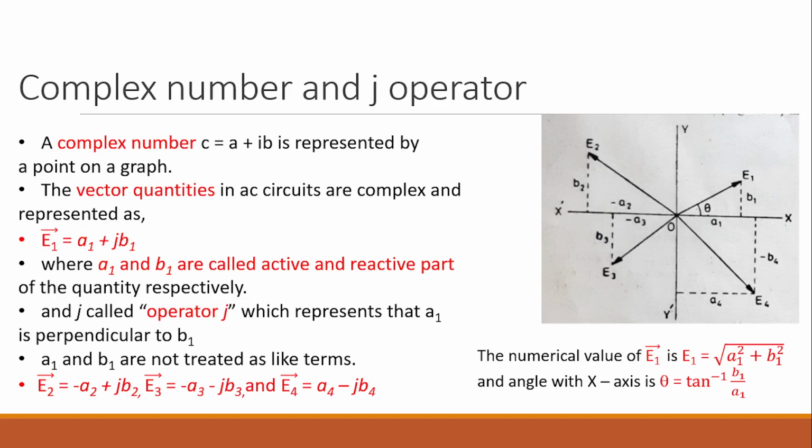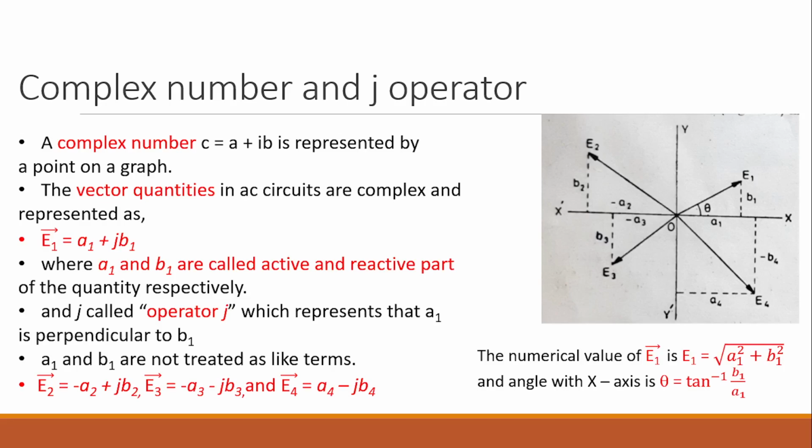So in this way we must know that a complex quantity may occur as a vector quantity in AC circuits, and it can be represented as A plus jB. A is the active part, B is the reactive part, and j is called the operator j, which has the same significance as that of i in the complex number. Now we have seen that j simply represents that A and B are perpendicular to each other. More precisely, we can say that j represents counterclockwise rotation of a vector through 90 degrees.